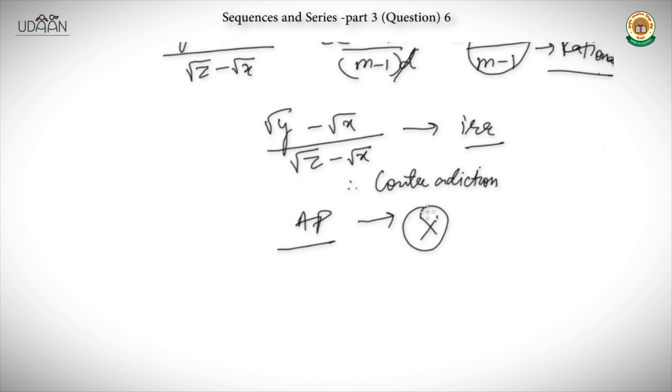Similarly, if we assume them to be in GP or HP, then by applying the conditions of the common ratio in geometric progression, and similarly in harmonic progression, we'll come to the conclusion that these cannot be in GP or HP also. So the answer here comes to be none of these.